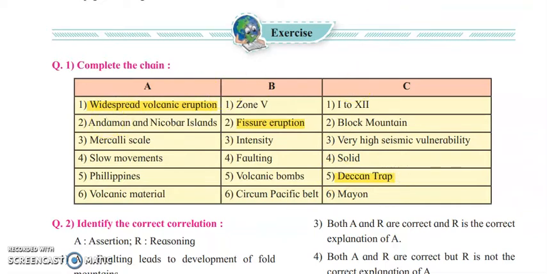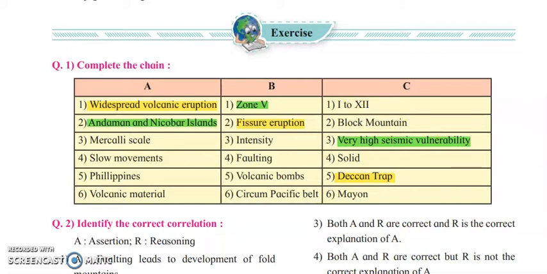Next is Andaman and Nicobar. Now Andaman and Nicobar are the islands which you can see in zone 5. Andaman and Nicobar is an island which we see in zone 5, and it is very much active in the case of earthquake, hence very high seismic vulnerability is seen over there.